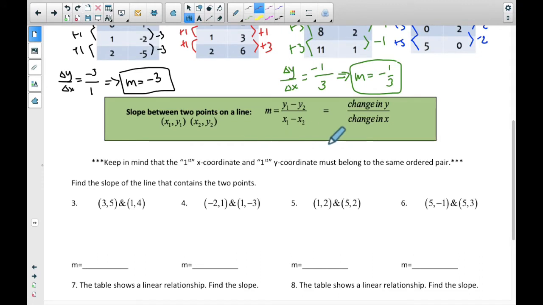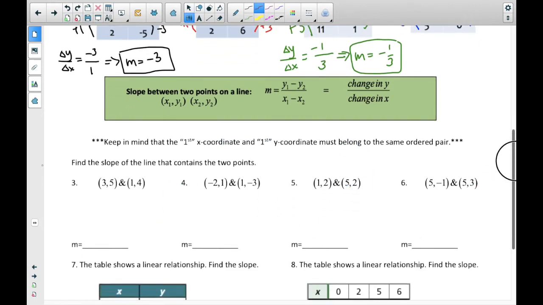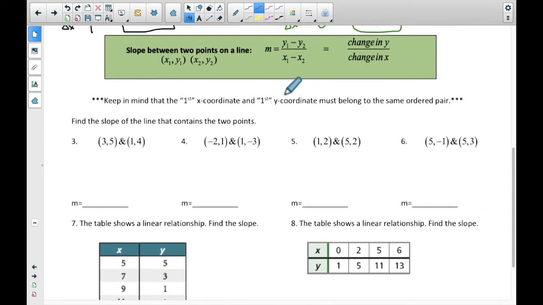Okay, so a lot of this information we saw in the previous video, but we need to talk a little bit more about the x sub 1, the y sub 1, the x sub 2, and y sub 2. So we're going to find the slope between these 2 points. Keep in mind the first x coordinate and the first y coordinate have to belong to the same ordered pair. What I normally do is I just label it so that I know this is x sub 1, this is y sub 1, this is x sub 2, and this is y sub 2. And so then when I do my subtraction, I know what I have to subtract.